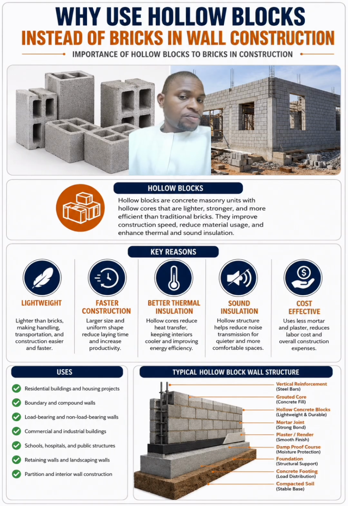Then hollow concrete blocks. You can see where the hollow concrete block is, that is lightweight and durable. Then we have mortar joints, strong bonds, then plaster and render, smooth finish. We have damp-proof course. You can see your DPC there. There is moisture protection. And we have our foundation, the main foundation where the damp-proof course is, which is structural support. Then we have concrete footing, which is load distribution. Then we have compacted soil, which is the stable base where the whole construction is done.